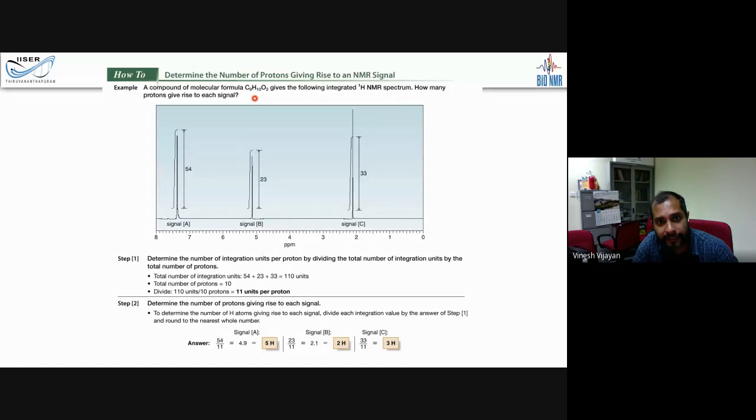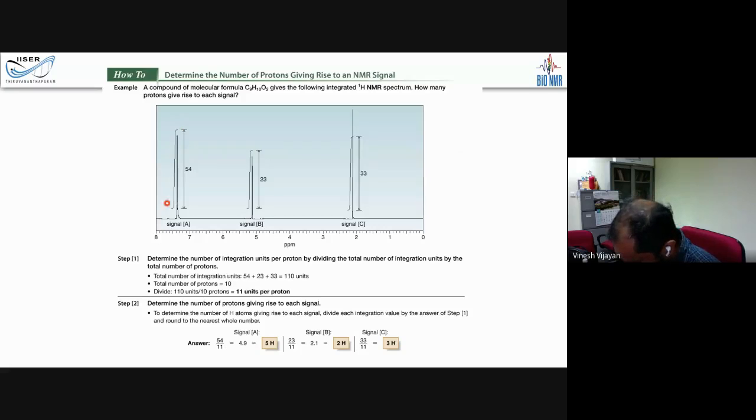10 hydrogens. You can see this, right? C9H10O2. There are 10 hydrogens in this molecule. And we are taking the proton NMR. There are 3 signals you can see: signal A, signal B, and signal C. So 3 signals, and we find the area under the curve.